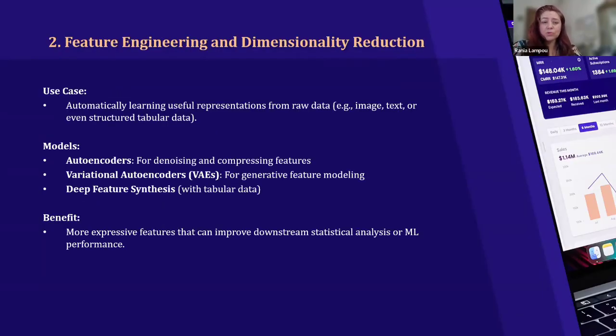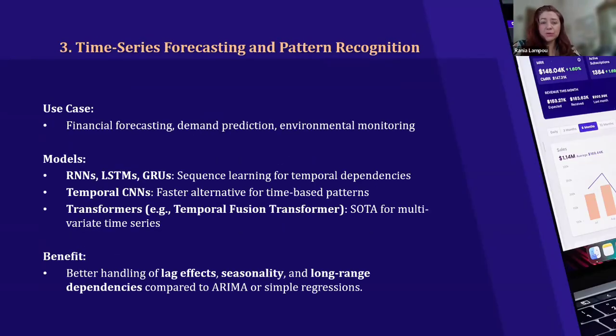For feature engineering and dimensionality reduction, we automatically want to learn useful representations from raw data. The models here are autoencoders for feature synthesis. The benefit is that we have more expressive features that can improve downstream analysis or ML performance. Time series forecasting and pattern recognition are used for financial forecasting and demand prediction. Some models here include temporal CNN, a faster alternative for time-based patterns, which helps with better handling of lag effects, seasonality, and long-range dependencies compared to ARIMA or similar regression.